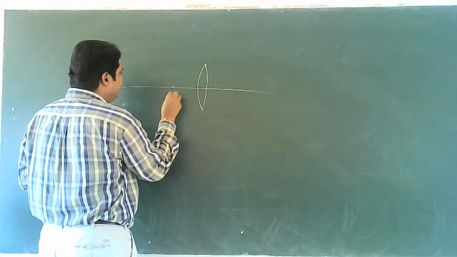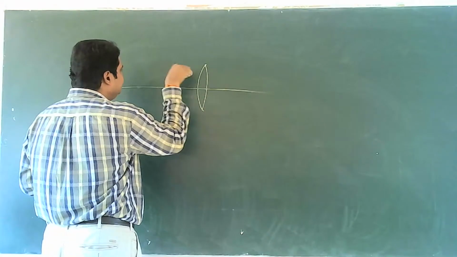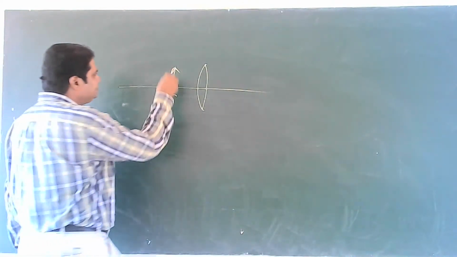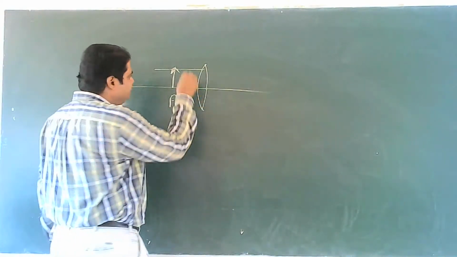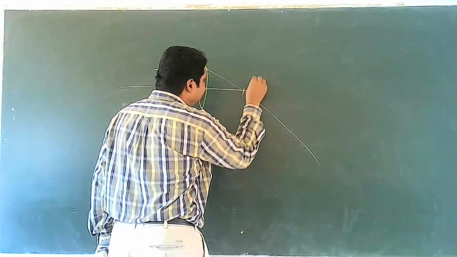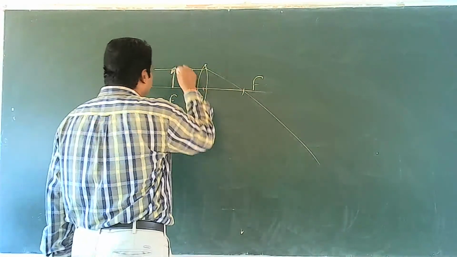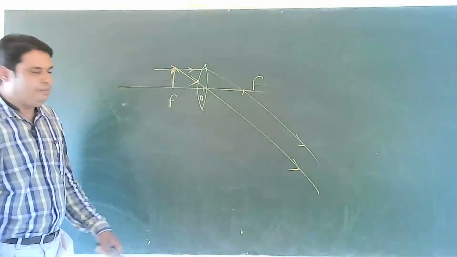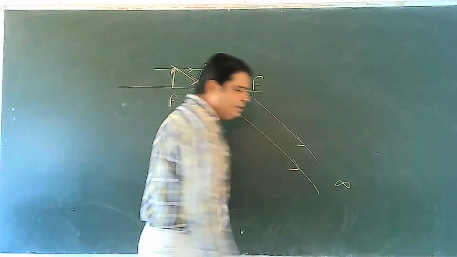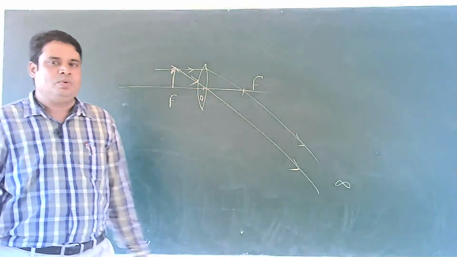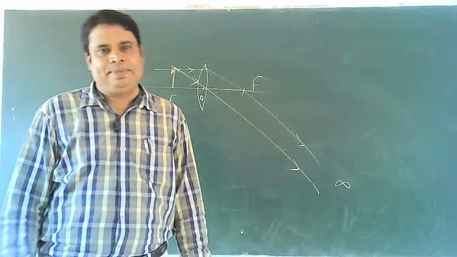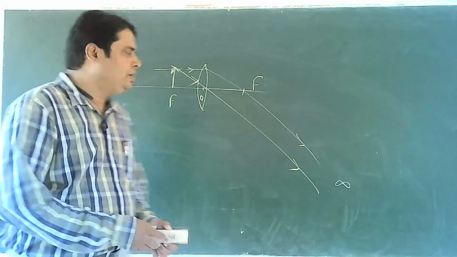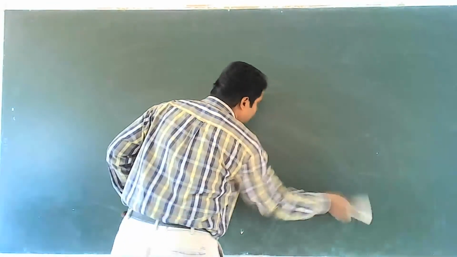When object is placed at F, somewhere here I am writing F. What about the rays after refraction? Very easy, it goes straight to F. This is O, this is the second ray. Image is formed at infinity. Very big in size. Inverted, hence real. No problem with that. Okay, and last one.